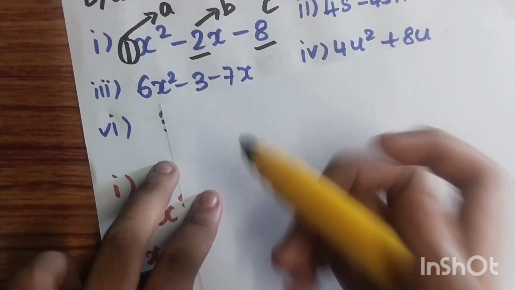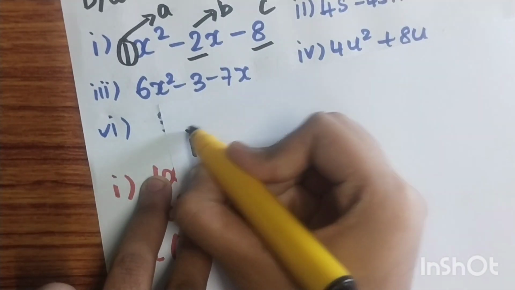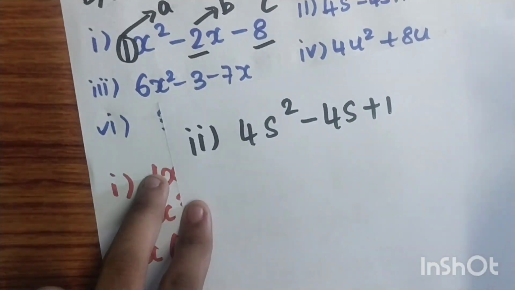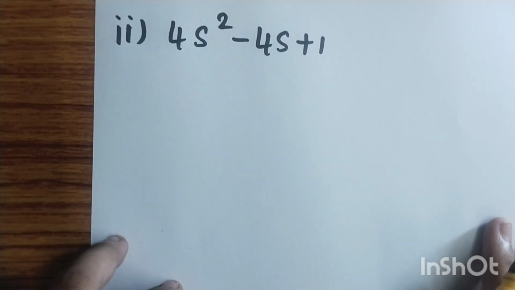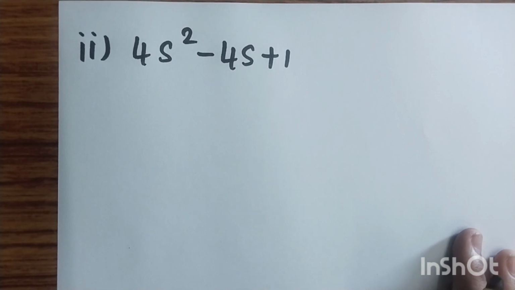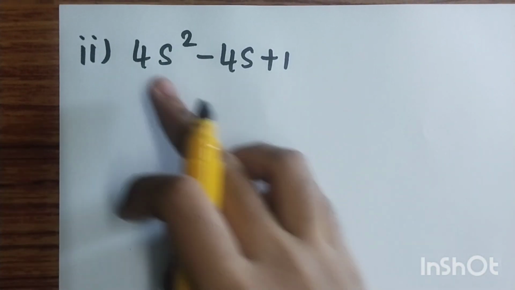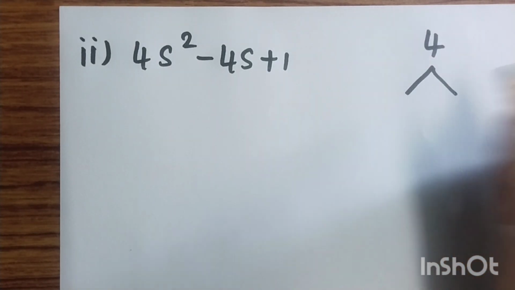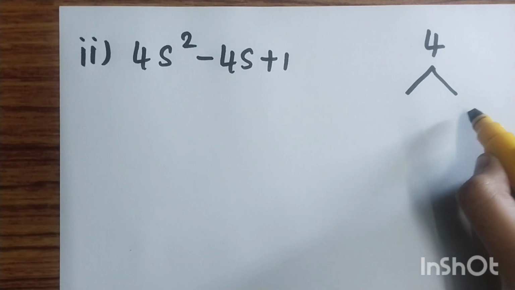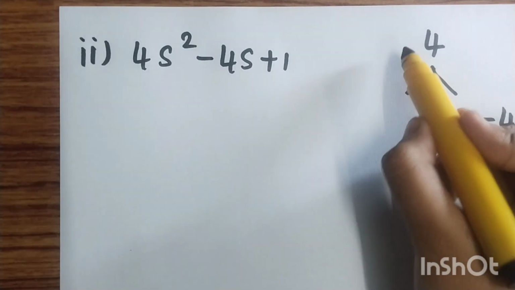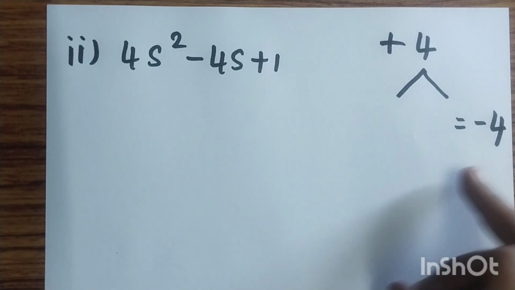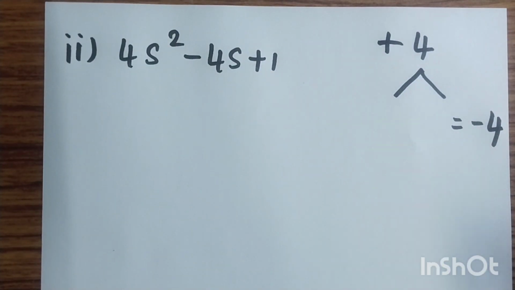So what is my next sum? 4s square minus 4s plus 1. Okay. So now I'm going to do splitting the middle term. So 4 into 1 is 4. I'm going to split. So my sum is minus 4 and my product is plus 4. So 4 into 1, I can't do it, right? 4 into 1 means 4 plus 1 will be 5. So my sum will not be getting satisfied.